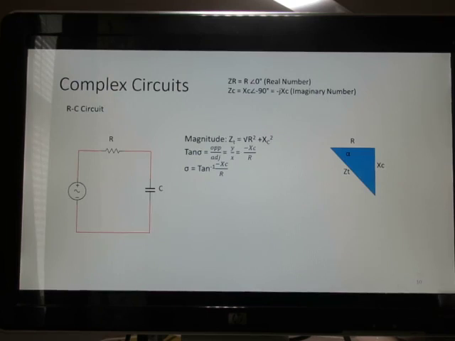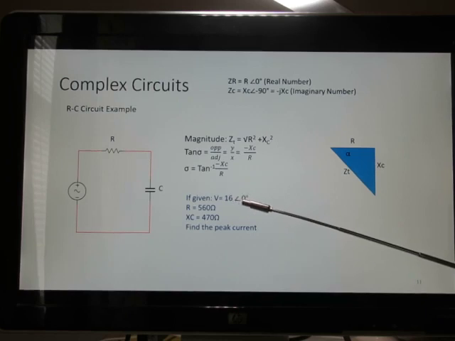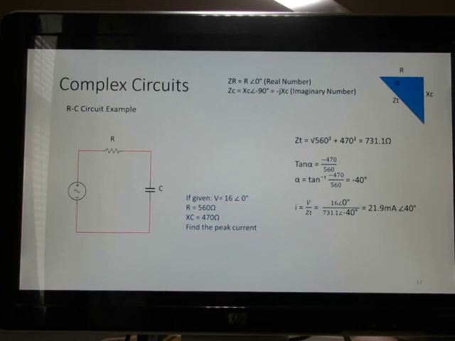Notice that in the capacitive case, we have a resistor and a capacitor, but we're expecting here an X sub C, which is going to be at minus 90 within the impedance triangle. We can use trigonometry to solve many of our problems. So we want to find the peak current. We're given a voltage of 16 at 0. We're given these values for R and X sub C. First thing we want to do is determine the Z side of the vector, and then we're going to divide the peak voltage vector by the Z vector.